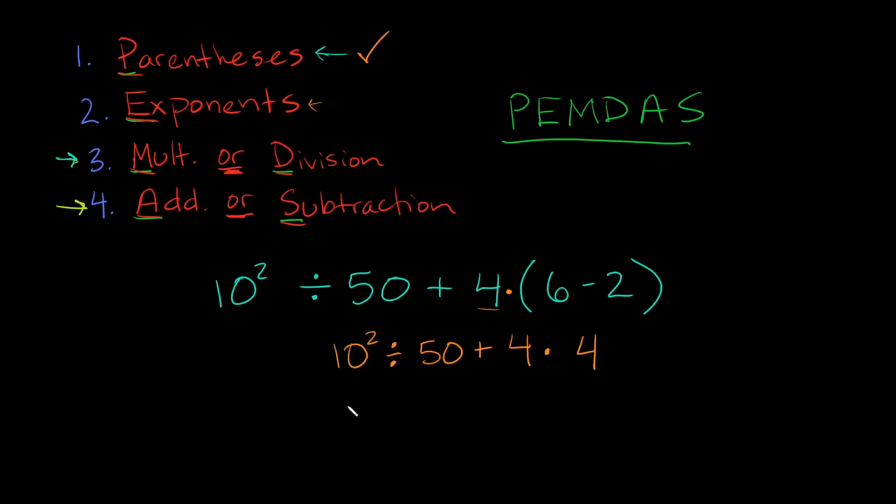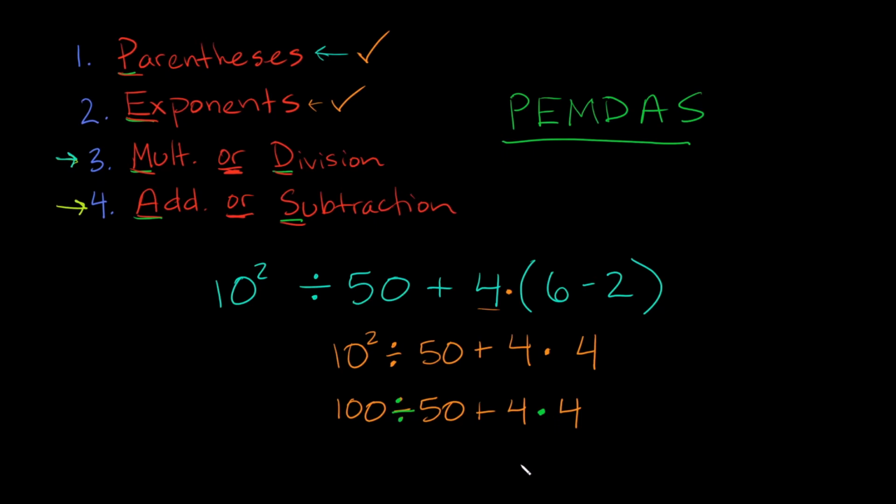So we have 10 squared, which is the same thing as 10 times 10, so that simplifies to 100. Okay, now let's bring down the rest of the problem. So we have this divided by 50 plus 4 times 4. Okay, do we have any more exponents? No. Okay, so let's move on to the next one. So we're done with that. Now we have multiplication or division. Well, in this problem, we have both, right? So we have this division right here, and we also have this multiplication over here.